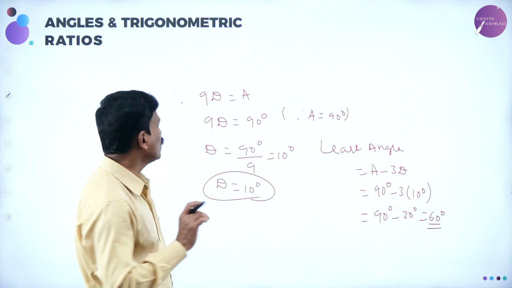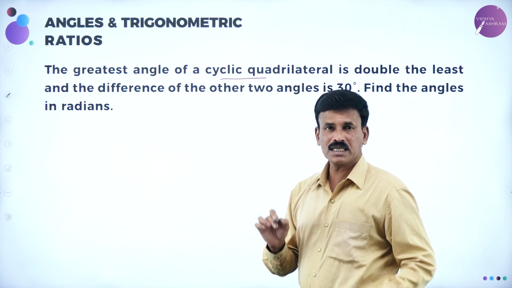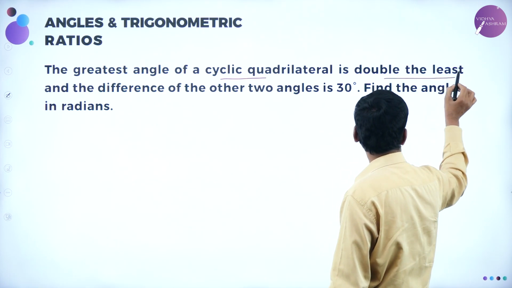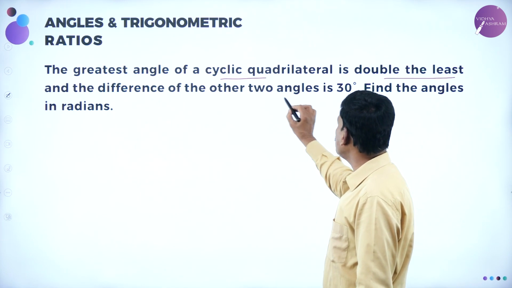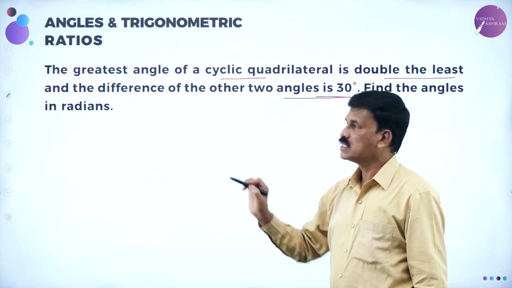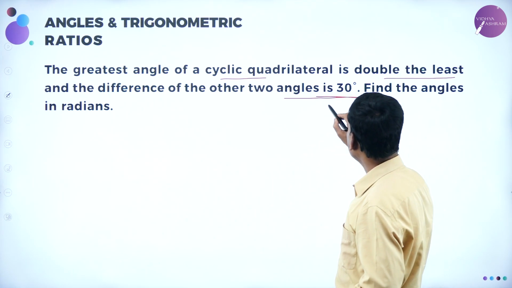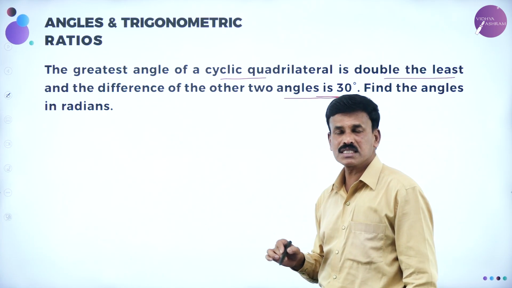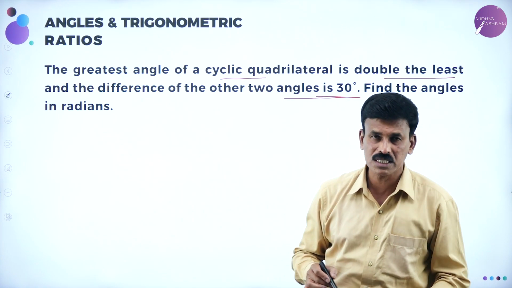Now, what is the problem given? The greatest angle of a cyclic quadrilateral is double the least and the difference between the other two angles is 30 degrees. Find the angles in radians and in degrees, right.